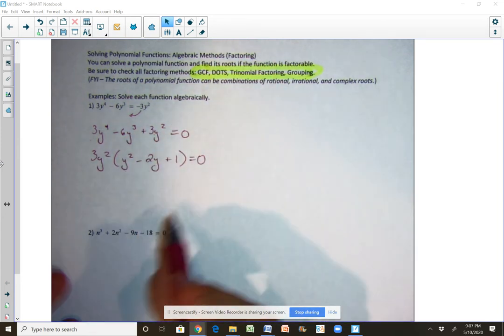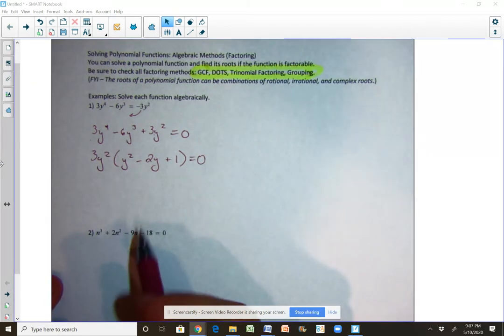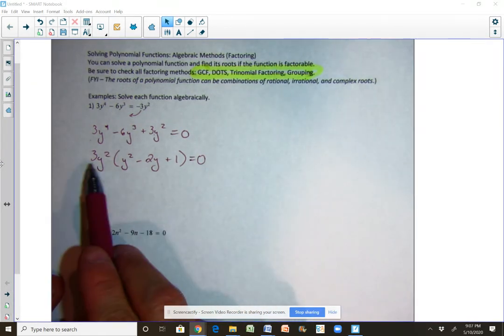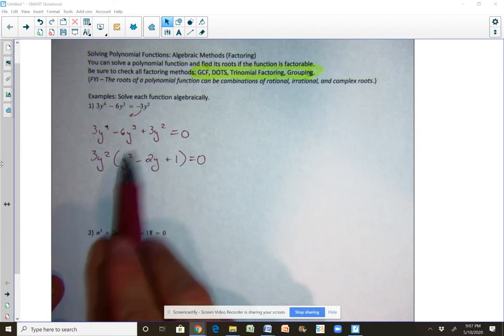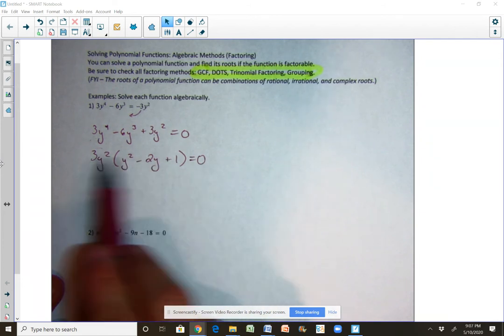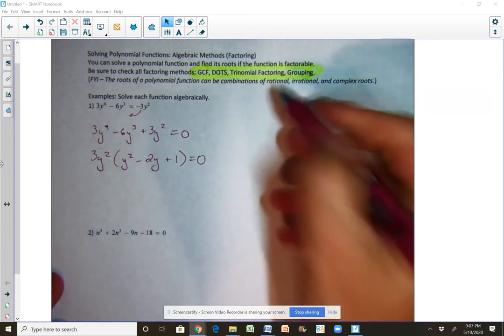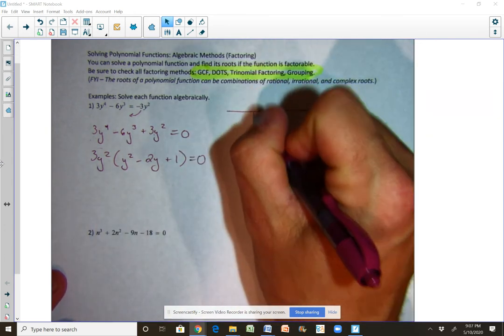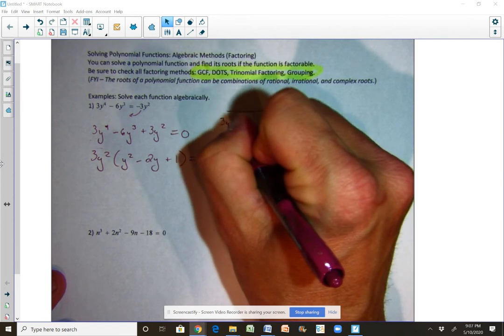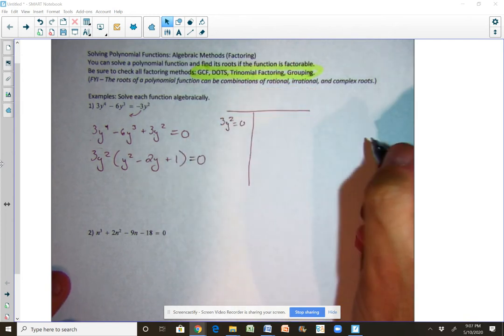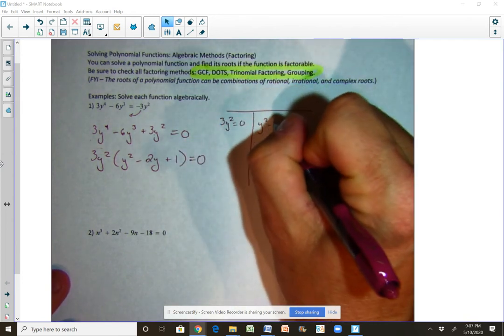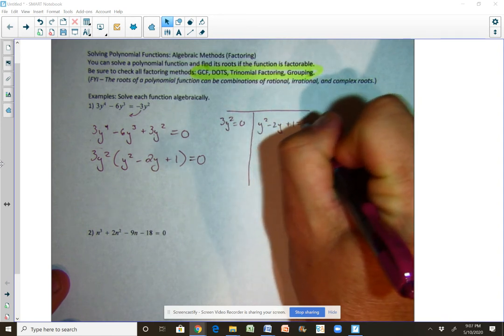Here's where we can employ the same concepts as with quadratics, making a t-chart. If this factor times that factor has a product of 0, that means that either one or both of these have to be 0. So we can set each one equal to 0 and set up our little t-chart. Basically, we have 3y squared is equal to 0. That's one factor. And the other one is y squared minus 2y plus 1 is equal to 0.